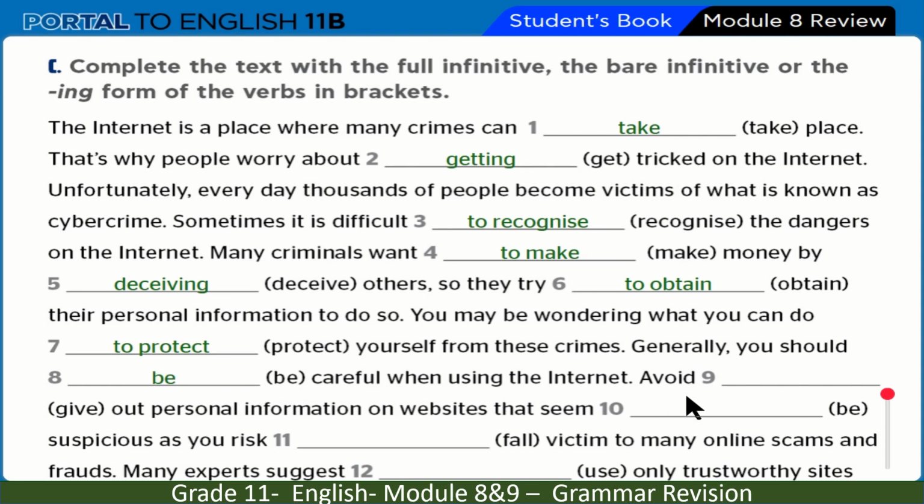The verb avoid, it's a verb, and when followed by another verb, this other verb should be in ing. But before adding the ing, we should remove the letter E from give, it becomes giving. Great. Number 10, the verb seem, when followed by another verb, should be in the full infinitive, that seem to be. Number 11, risk, when followed by another verb, we should add the ing, risk falling.